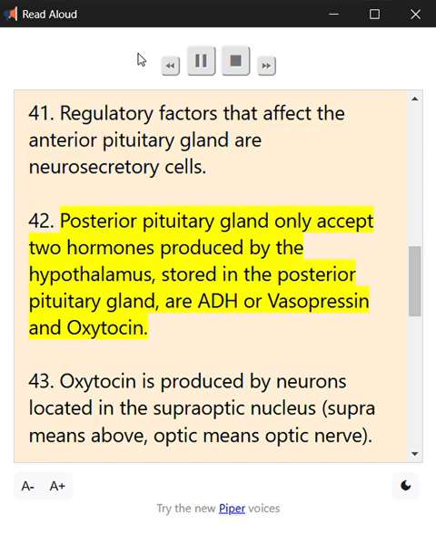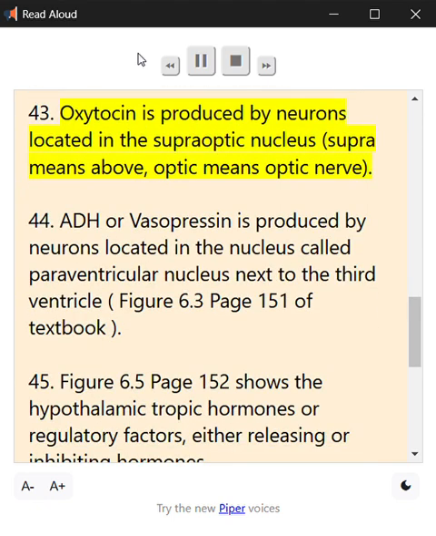42. The posterior pituitary gland only accepts two hormones produced by the hypothalamus and stored in the posterior pituitary gland: ADH or vasopressin, and oxytocin. 43. Oxytocin is produced by neurons located in the supraoptic nucleus. Supra means above, optic means optic nerve. 44. ADH or vasopressin is produced by neurons located in the nucleus called paraventricular nucleus next to the third ventricle.